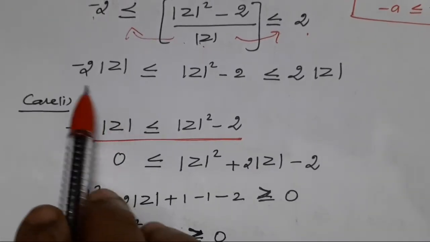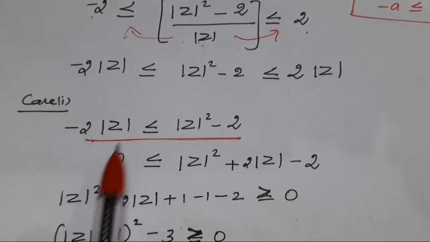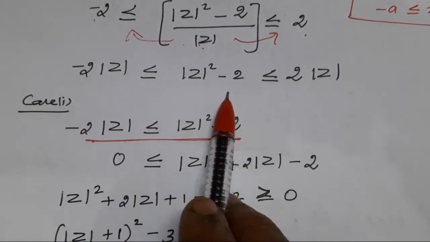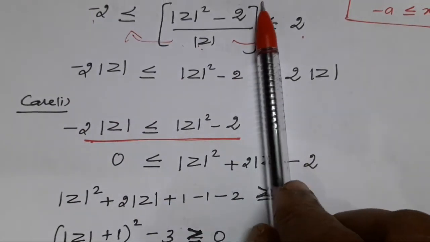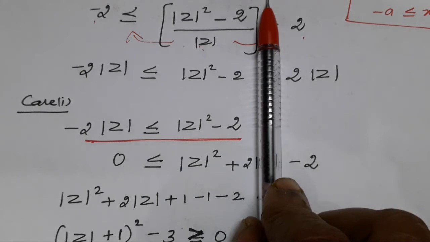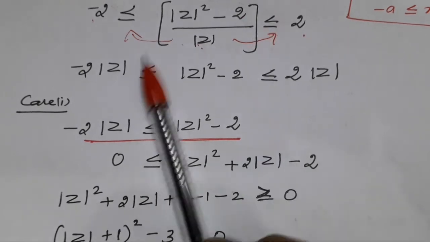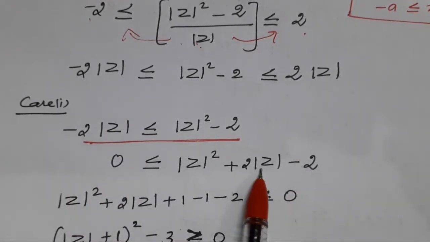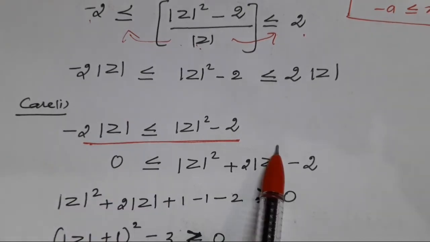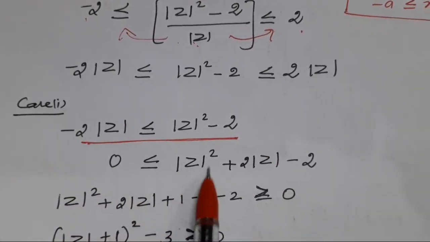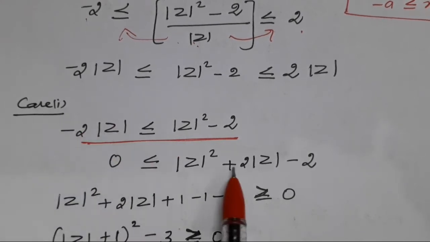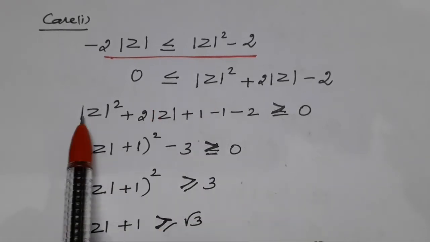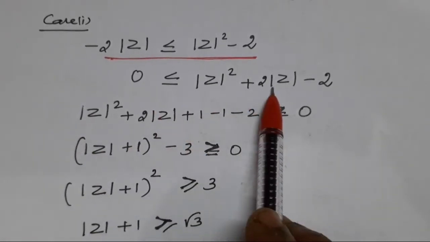What is our case 1? We take the first half of the value: minus 2 into modulus of z less than or equal to modulus of z square minus 2. Next, this minus 2 times modulus of z comes to the right hand side and becomes plus 2 times modulus of z, and the left side is 0. So 0 less than or equal to modulus of z square plus 2 into modulus of z minus 2.